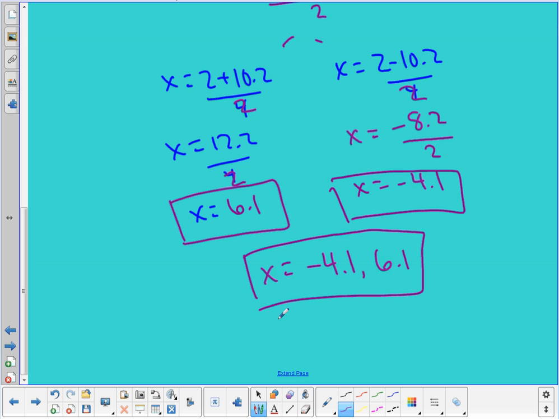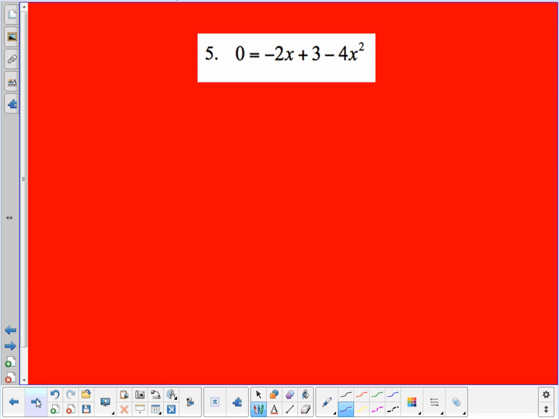It's two different x values where the solution is 0. All right, let's take a look at number 5. In number 5, I have the equation 0 equals negative 2x plus 3 minus 4x squared. Now, hopefully you look at this equation and recognize that it looks a little funny.